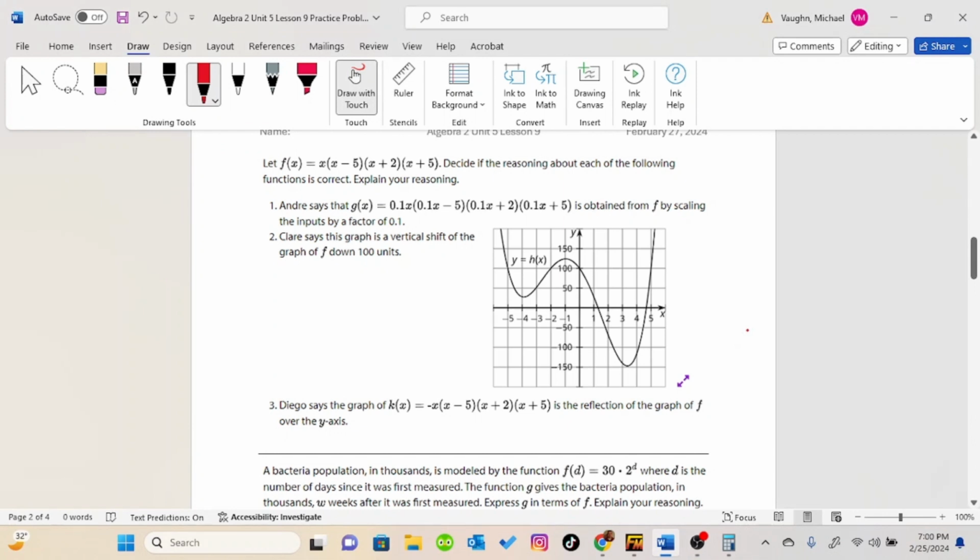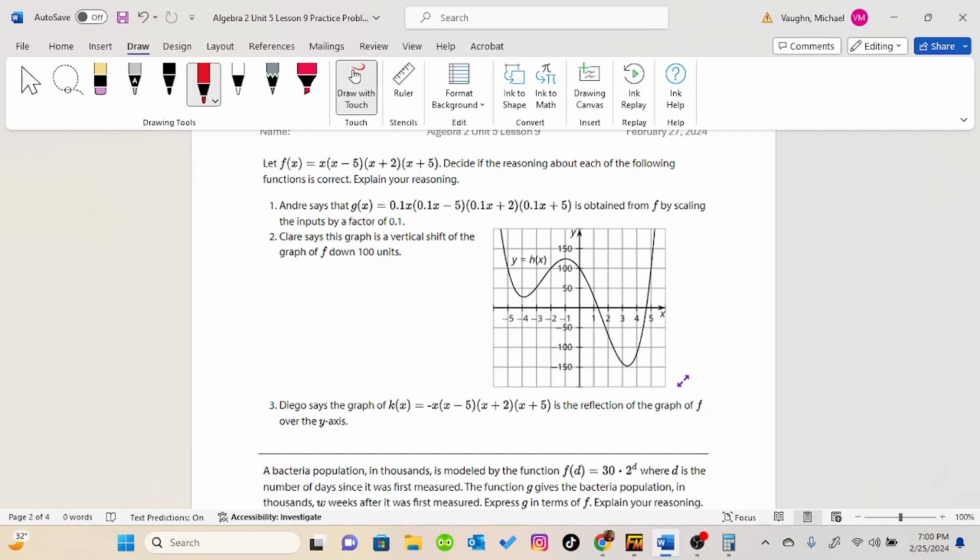Let f of x equal x times (x minus 5) times (x plus 2) times (x plus 5). Decide if the reasoning about each of the following functions is correct. Explain your reasoning. Number 1. Andre says that g of x equals 0.1x times (0.1x minus 5) times (0.1x plus 2) times (0.1x plus 5) is obtained from f by scaling the inputs by a factor of 0.1.